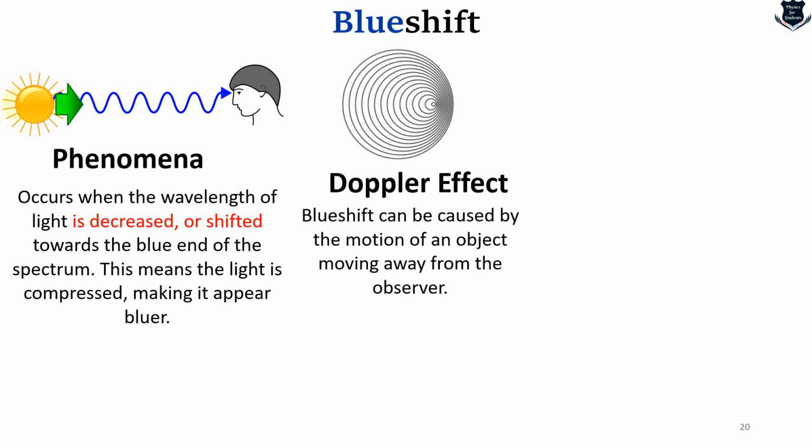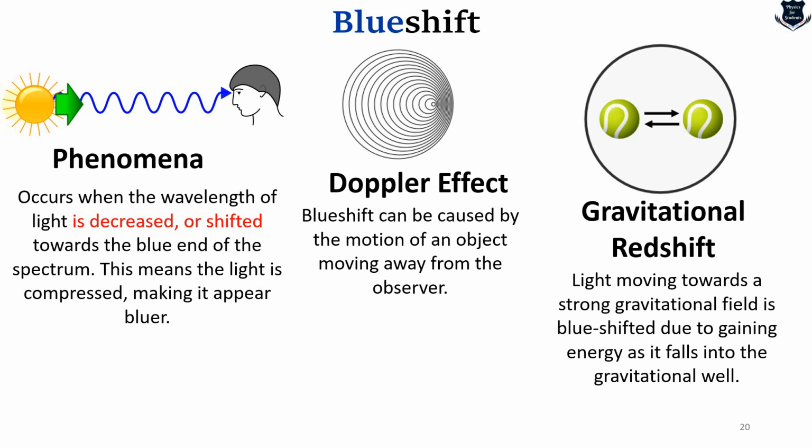Yes, it also undergoes a Doppler effect, and can be caused by the motion of an object moving towards the observer. That was away, this is towards the observer. This is similar to the way the pitch of sound rises as the source approaches. Gravitational blueshift: yes, light moving towards a stronger gravitational field, such as near a black hole, is blueshifted due to gaining energy as it falls into the gravitational well.